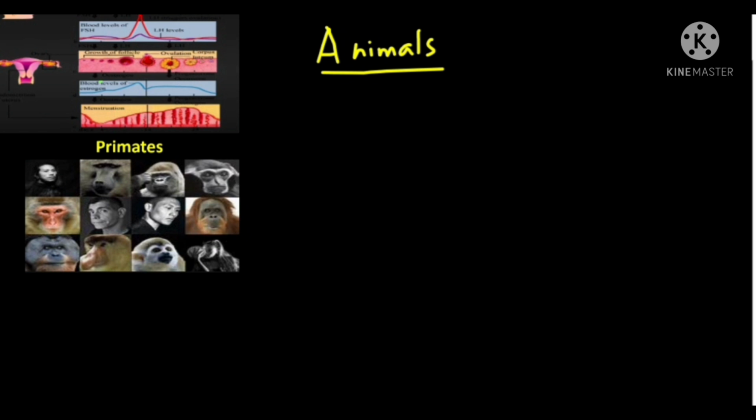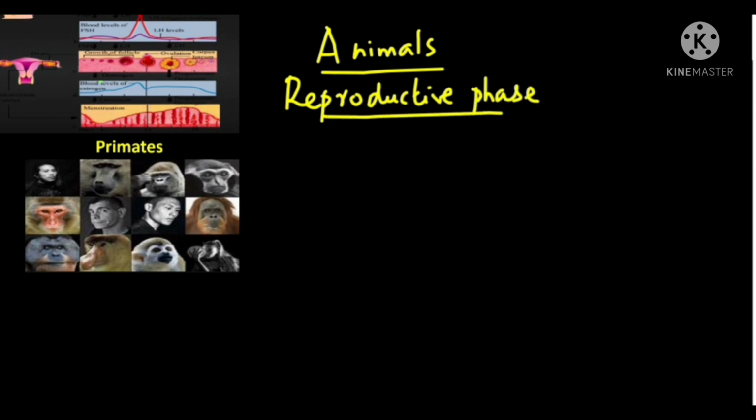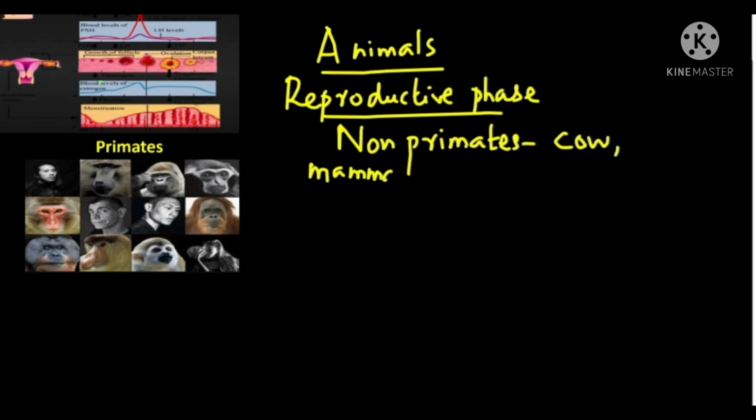Now there are some terms used. When the animals reach the reproductive phase, if it is in case of non-primates, non-primates means who are not looking like human beings, that is cow, non-primate mammals. Mammals means they give birth to young ones and they feed mammary gland milk. They are called mammals. Those are non-primate mammals like cow, dog, tiger, cat. They are all non-primates. So they will undergo some changes.